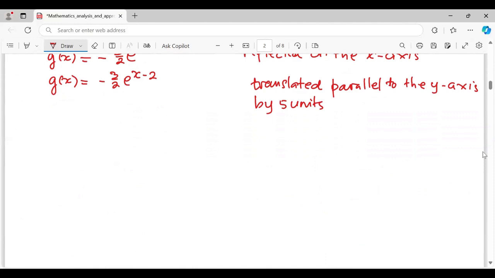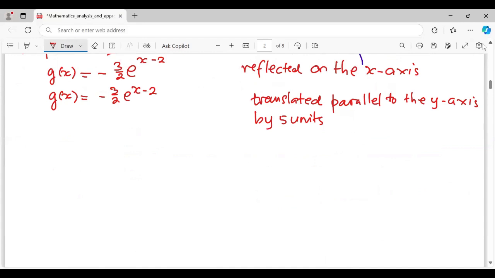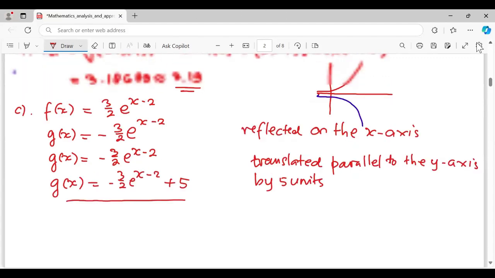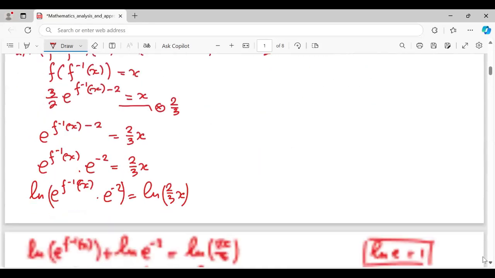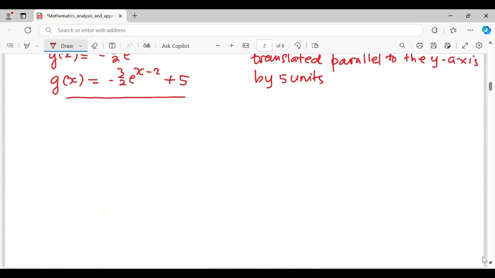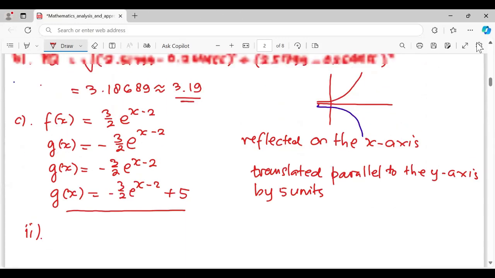It's going to be g(x) equals minus 3/2 e^(x-2) plus 5. This is g(x). And what else? We have an expression for g(x) already; now the domain of g. The domain of g is part 2, and the first one is part 1 of c.